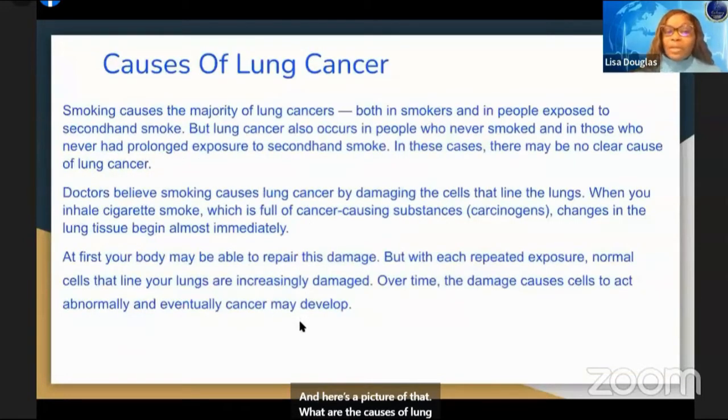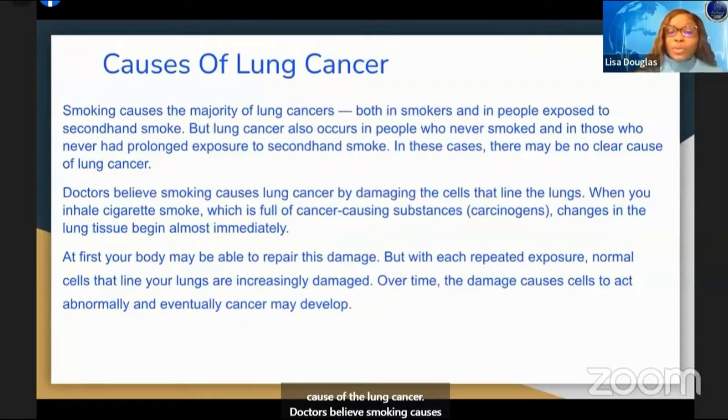What are the causes of lung cancer? Smoking causes the majority of lung cancers, both in smokers and in people exposed to secondhand smoke. But lung cancer can also occur in people who never smoked and those who never had prolonged exposure to secondhand smoke. In these cases, there may be no clear cause of the lung cancer.